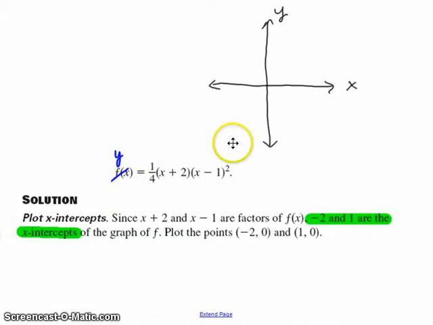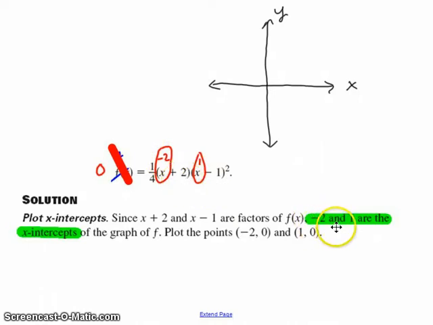Now look at a graph. In order for me to plot an x-intercept, it has to be on the x-axis. Anything on the x-axis has a y value of 0, right? It has 0 height. So instead of y, I put in 0 whenever I'm talking about an x-intercept. The only way I'm going to get a calculation of 0 here is if either this binomial turned out to be 0 or this binomial turned out to be 0. Well, the only way that could happen is if x is either negative 2 or x is 1. 1 minus 1 makes 0 after all, and negative 2 plus 2 makes 0.